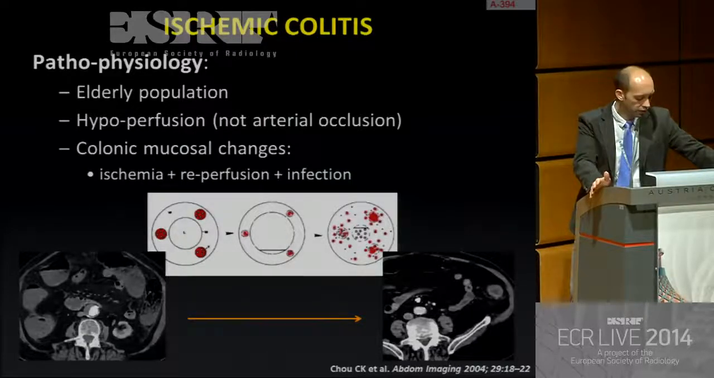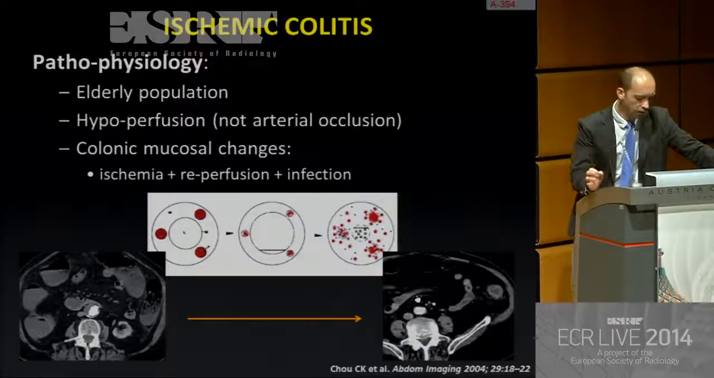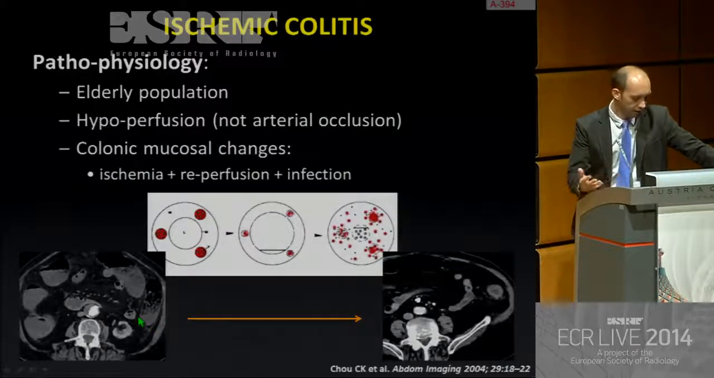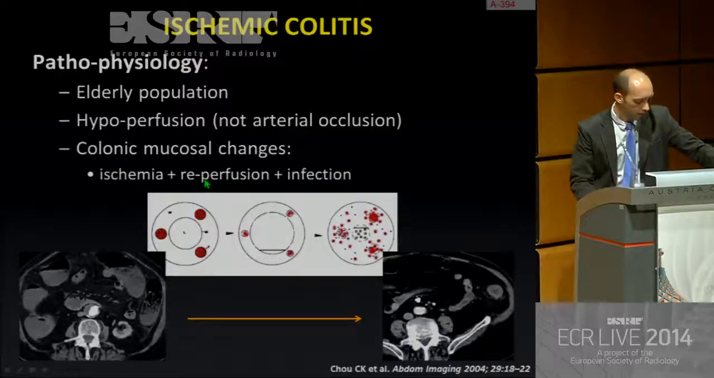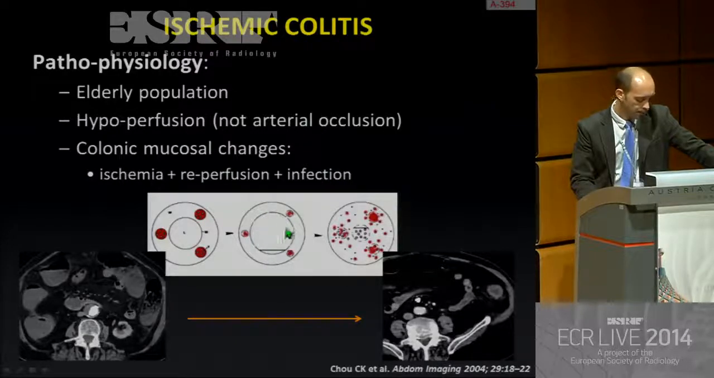Usually, ischemic colitis may occur in the elderly population in a situation of hypoperfusion, usually transient hypoperfusion, and this is not a real arterial occlusion. This hypoperfusion may generate an initial phase of colonic ischemia, but can be recovered after the restoration of the perfusion. And then what we have is the consequence of the transient ischemia with reperfusion and infection, because the most sensitive part of the ischemia of the bowel is the mucosa. So there is a disruption in the mucosa, and easily the bacteria in the colon may over-infect the colon.